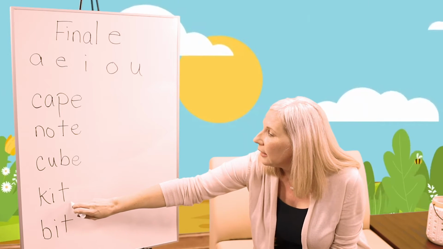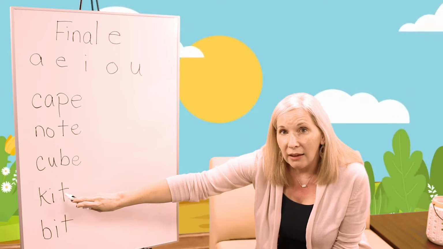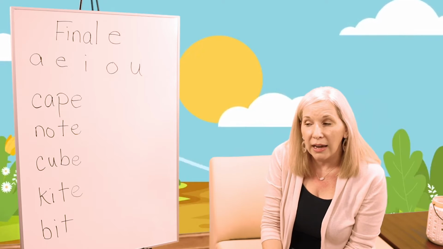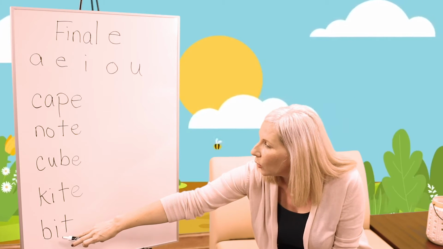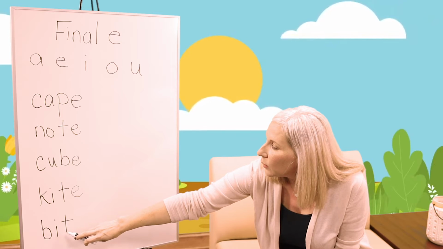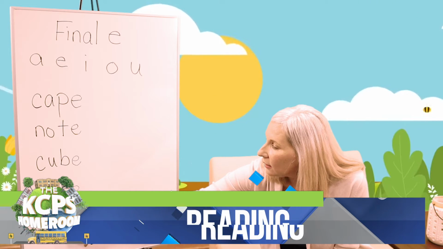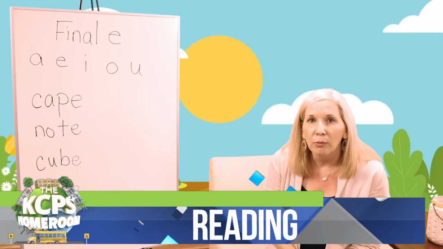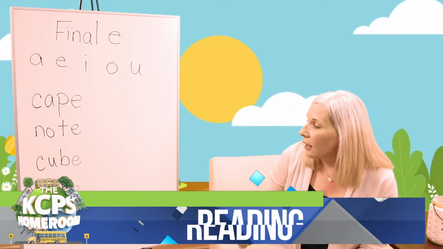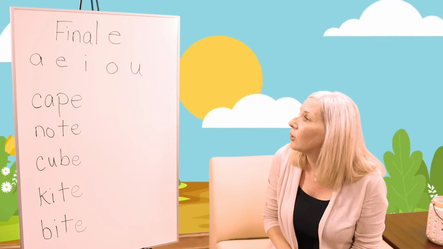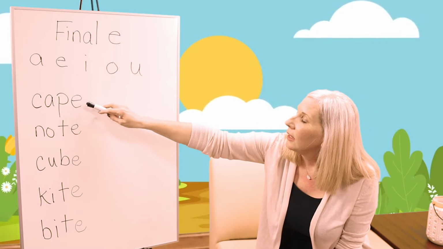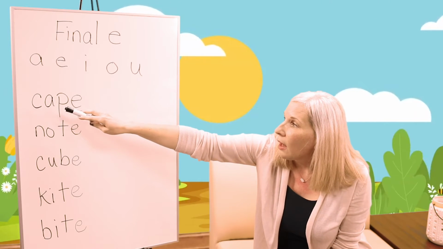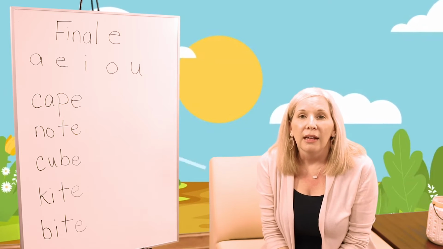Next we have the word kit. Our short vowel sound is I, but if we add final E to the end, it now becomes kite. And finally we have the word bit, and if we look at our vowel sound here, it is also I, but when we add final E to the end, it now becomes bite. So final E has a very special job in a CVC word. When it is added to the end, it changes our vowel sound from a short sound to a long sound, and the vowel in the middle is going to say its name.